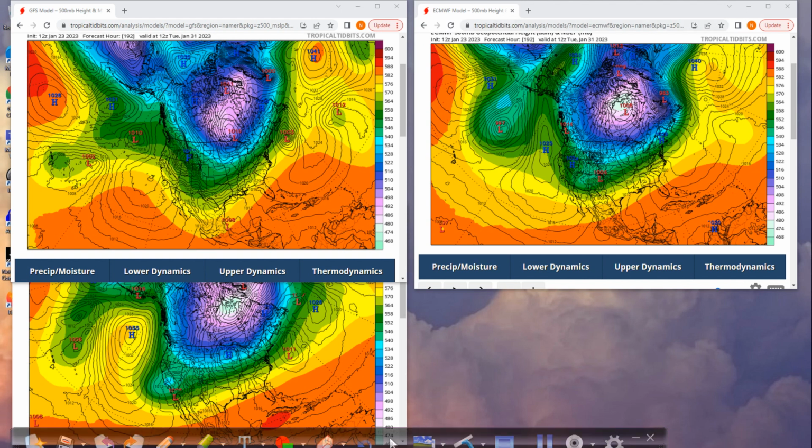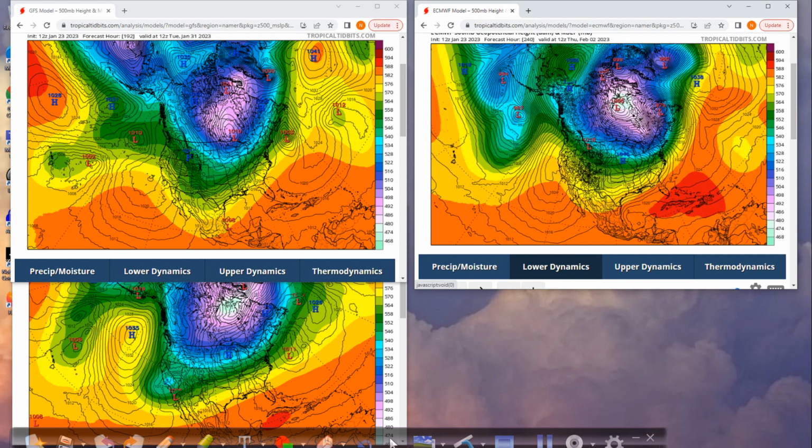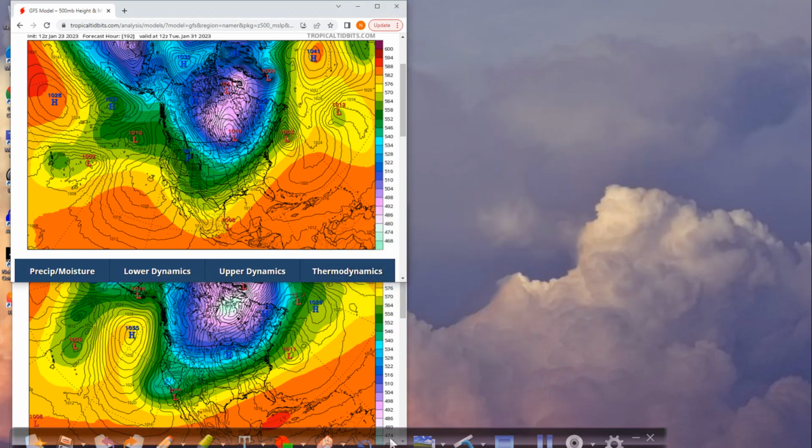So I'm just going to go through these really quickly now from here on out. The European on the upper right, yes, it basically does spread out that colder air to the east as that warm ridge basically gets cut off to the north, and then we get into another ridge to the south here. All right, and that's the end of the European model.